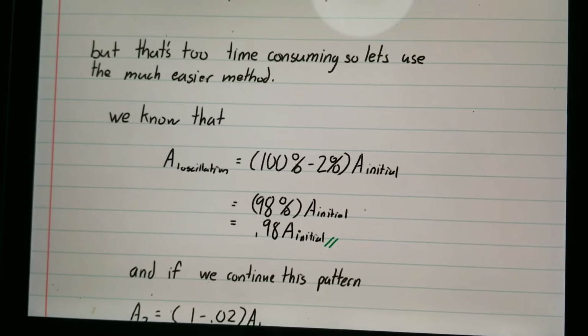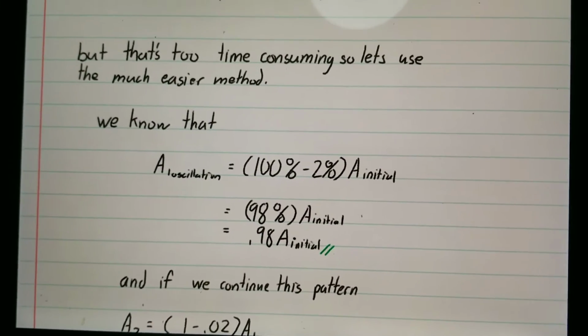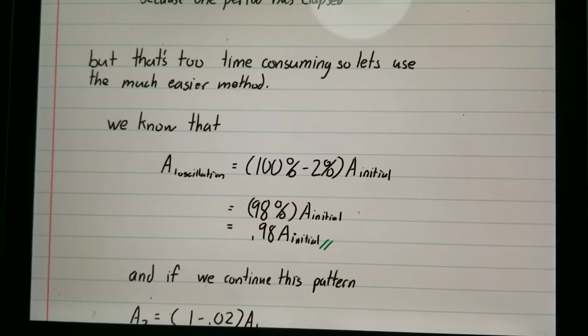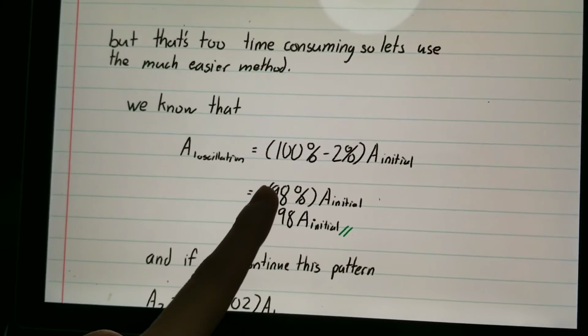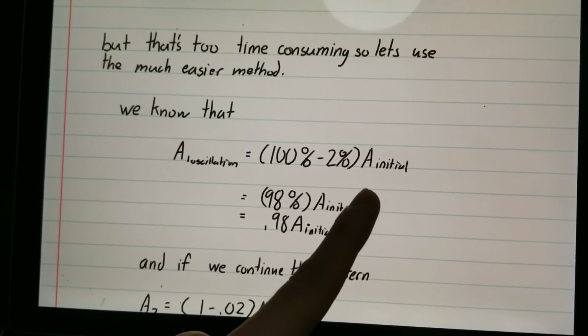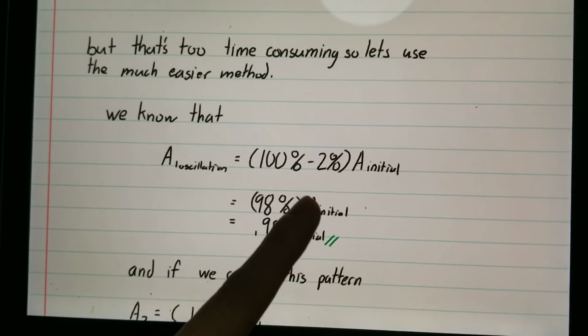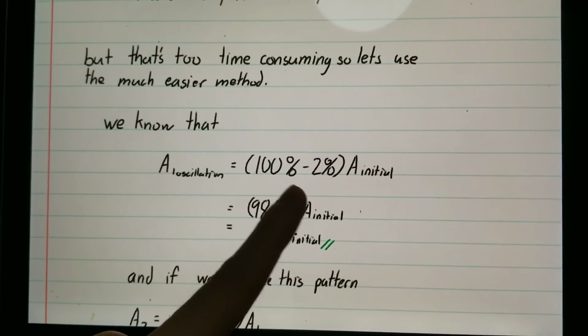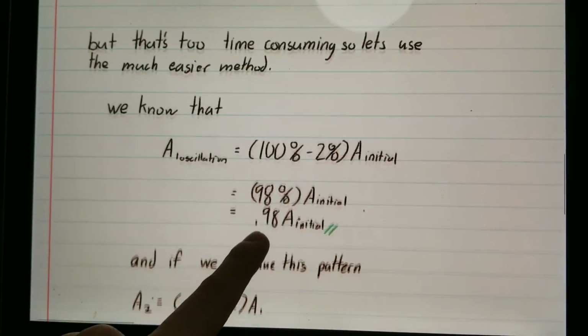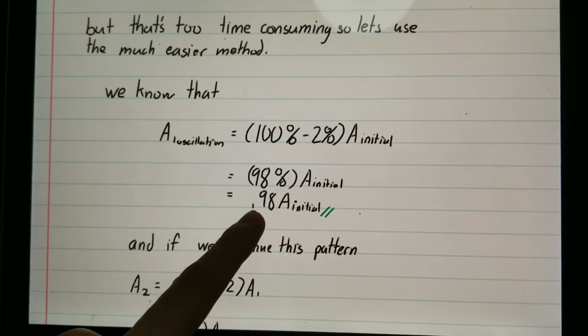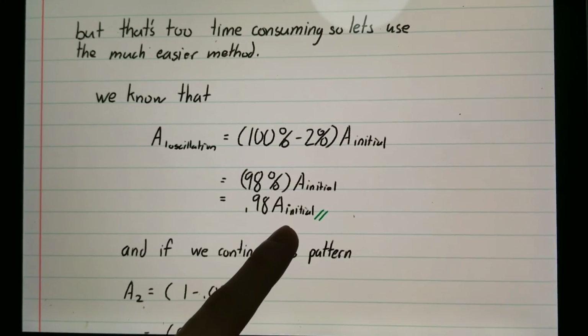To find the amplitude after one oscillation, all we need to do is multiply the initial amplitude by 98%, which is 100 minus 2%. So it ultimately ends up being 0.98 times A initial.